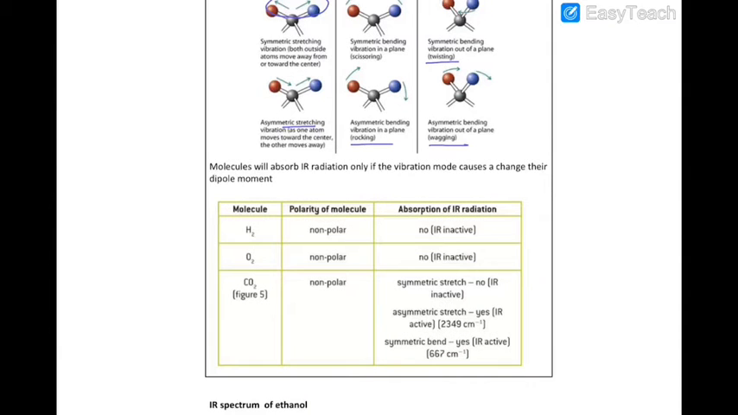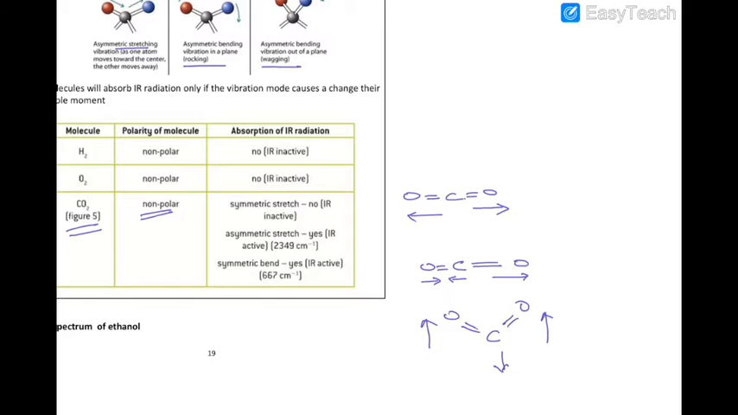Now, when these bonds undergo the stretching and the bending, if there is a change in dipole during that bending or stretching process, the bond is going to absorb IR radiation and is known to be IR active. For example, CO2. Normally CO2 is non-polar, but when there is bond stretching and bond bending, what happens is that there is a change in dipole moment. So these diagrams can be used to show the vibration.